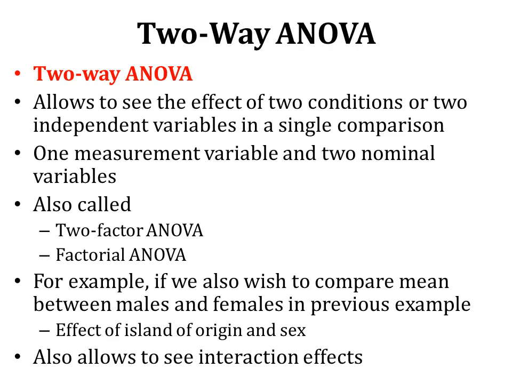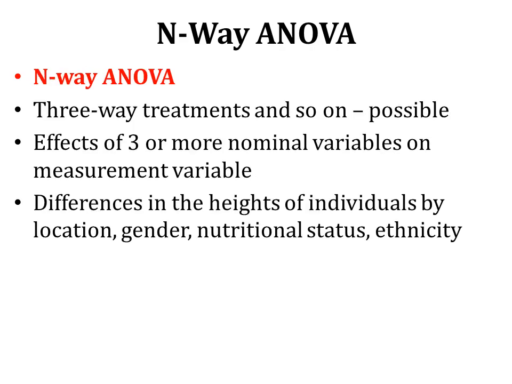So this is the two-way ANOVA. Then we have n-way ANOVA. We can have 3-way treatments, we can have 4-way treatments, and so on. So we can have any number of nominal variables, any number of treatments, and we can see their effects simultaneously in a single test, in a single ANOVA. So this is a multiple-way ANOVA, or the n-way ANOVA.